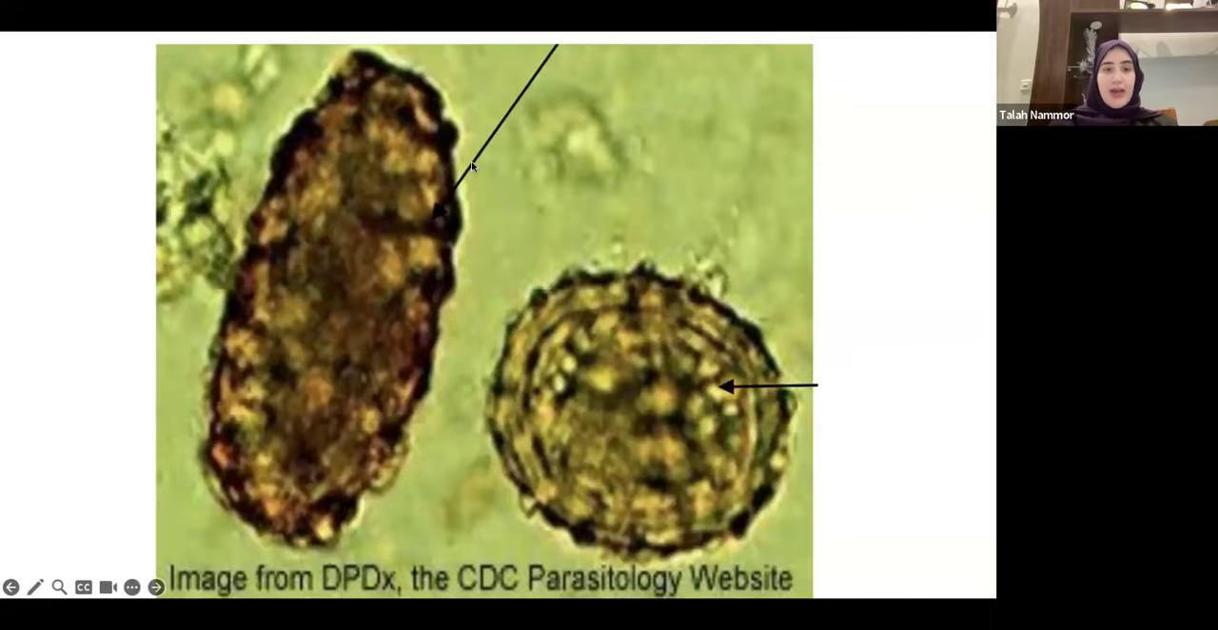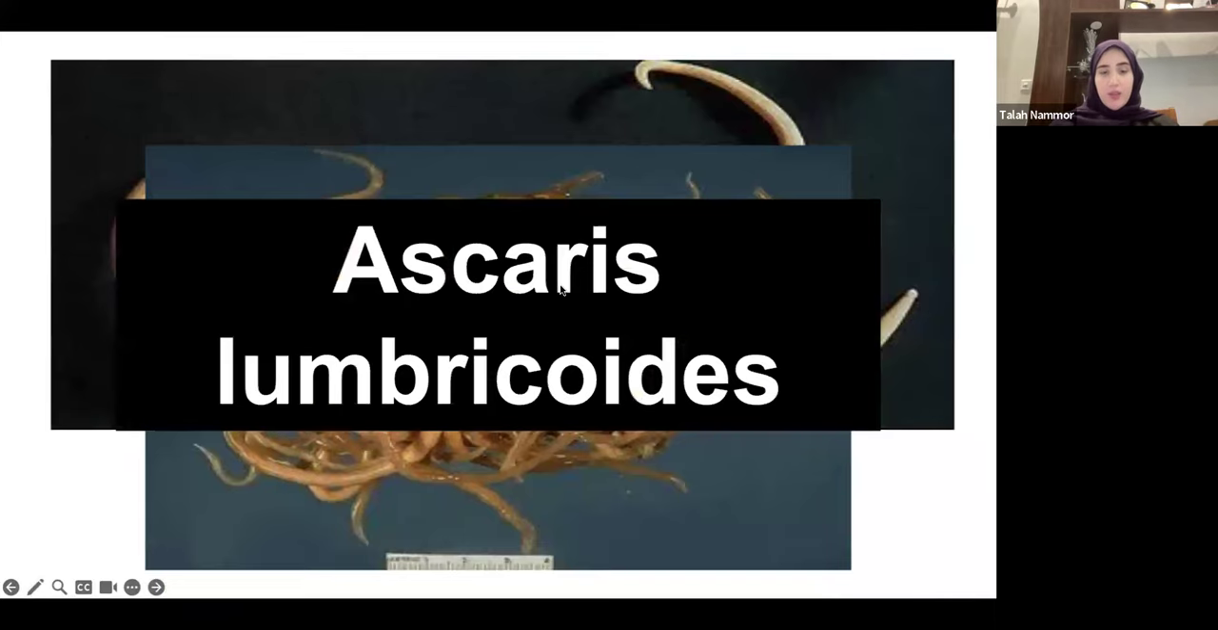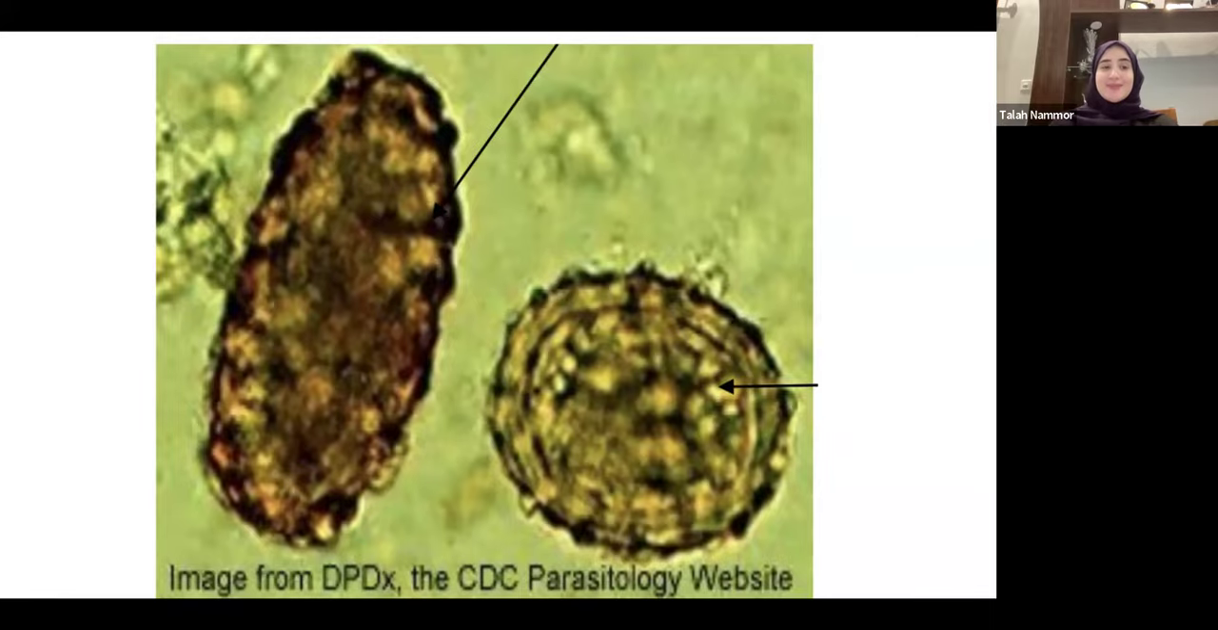And yeah, so we have these 2 eggs of this. Which one is the infective one? Act like you did not see. Before that, what's the difference between the oval and the round?